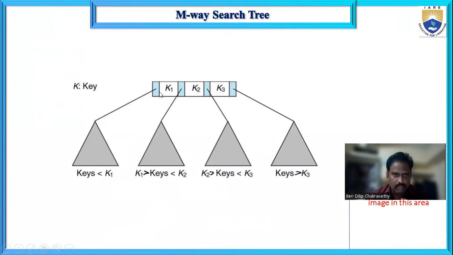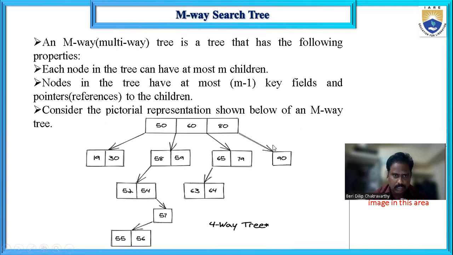What are the elements we are going to place here? Here I place all the keys which are less than K1. Here I place all the keys which are greater than K1 and less than K2. Similarly, here greater than K2 and less than K3. Here all the values are greater than K3. If you observe this example, you'll get a clear idea.